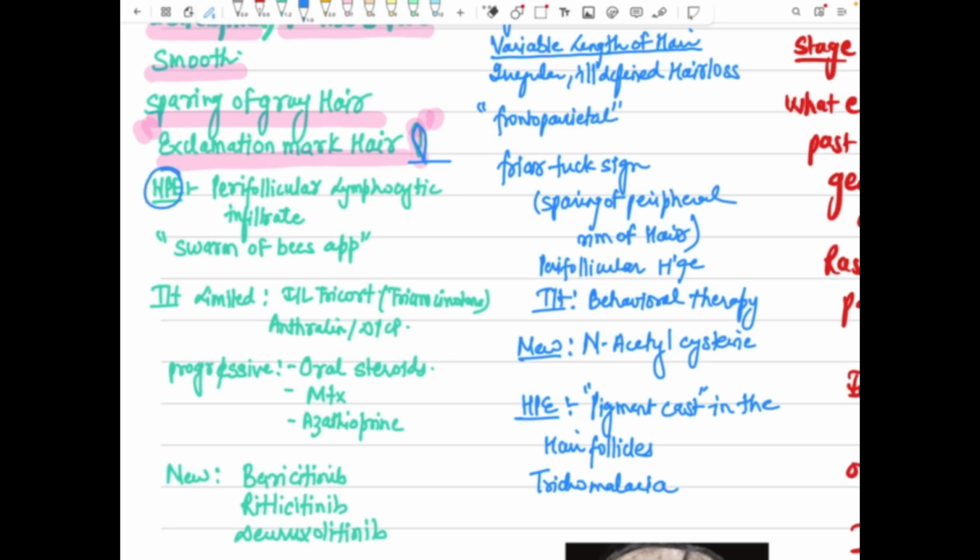What do you see in histopathology? You should remember, since it is an autoimmune condition, around the hair follicle we have what? These are lymphocytic infiltrate targeted around the hair bulb, right? So these are CD8 T cells. So we will have perifollicular lymphocytic infiltrate. This appearance is also known as swarm of bees appearance.